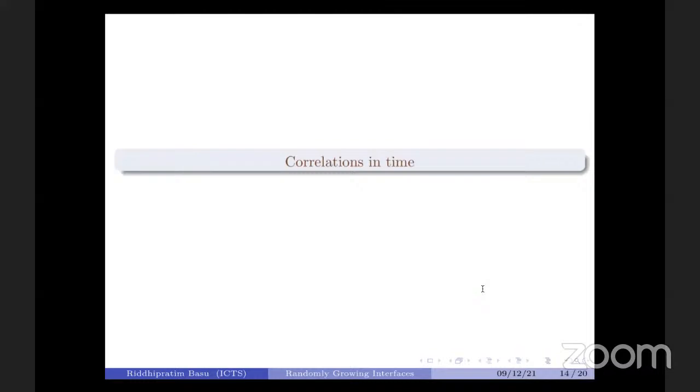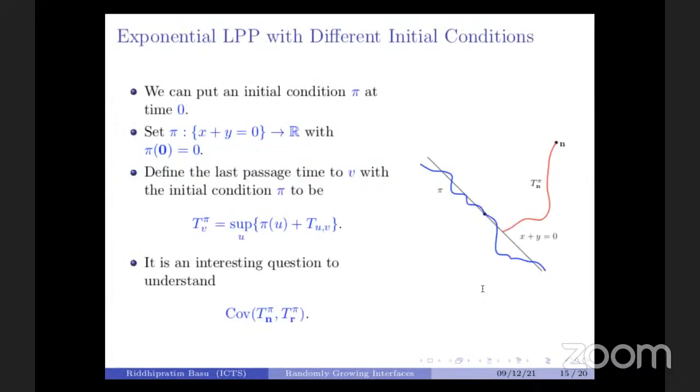Now, in the last 5 minutes of my talk, I want to tell you about some different flavors of results which are obtained using this geometric understanding of the geodesic. One type of such results is understanding the correlations of this interface. You go back to this randomly growing interface picture, and you want to understand the correlation as you look at two different time points: the correlation between the interface at time t1 and the interface at time t2. That's naturally a very interesting question.